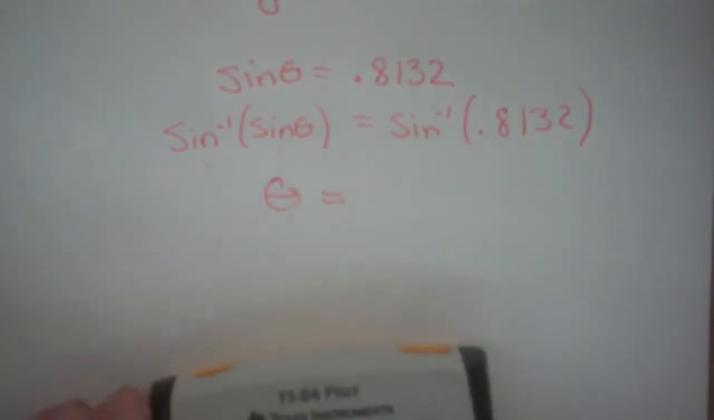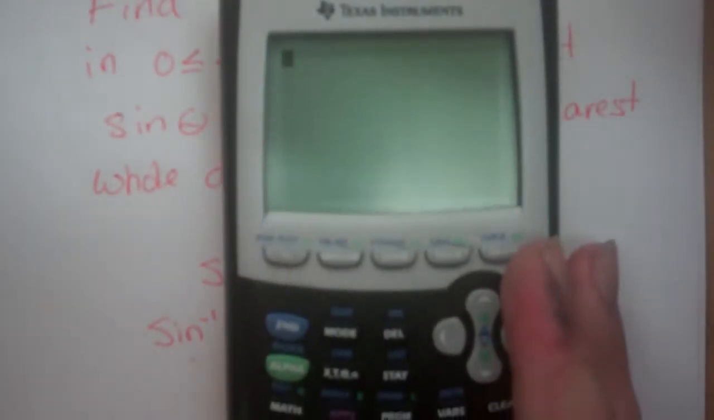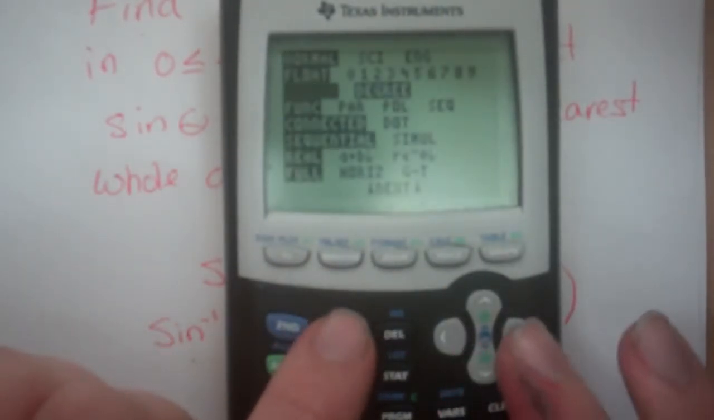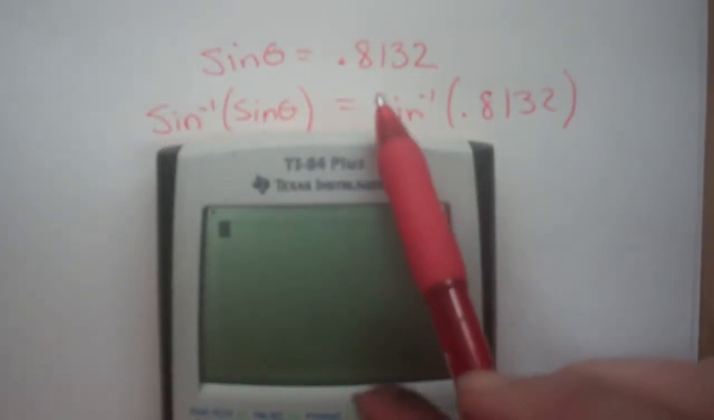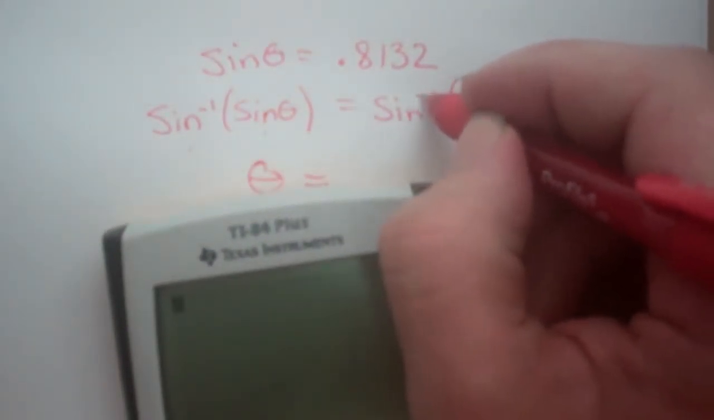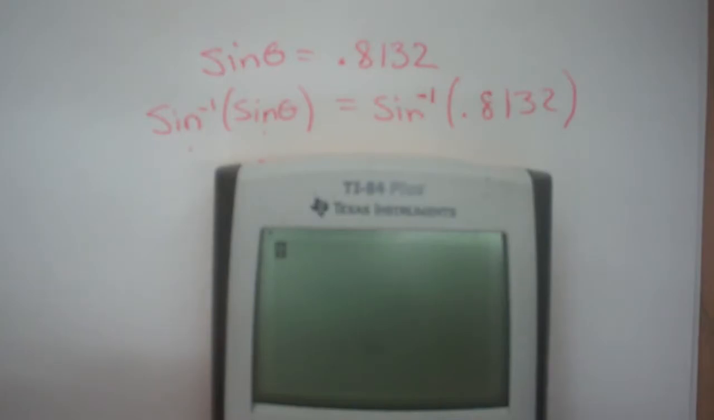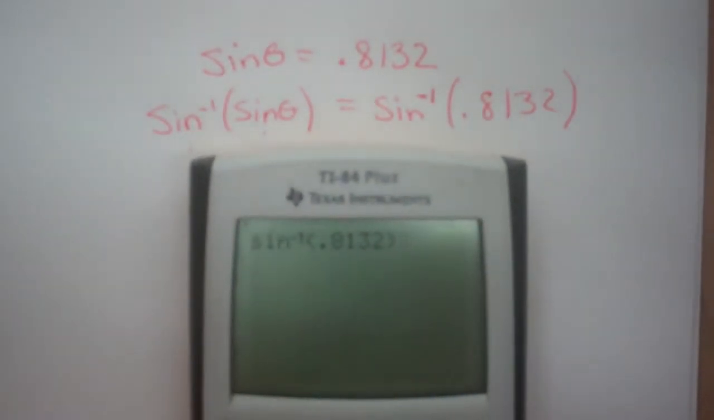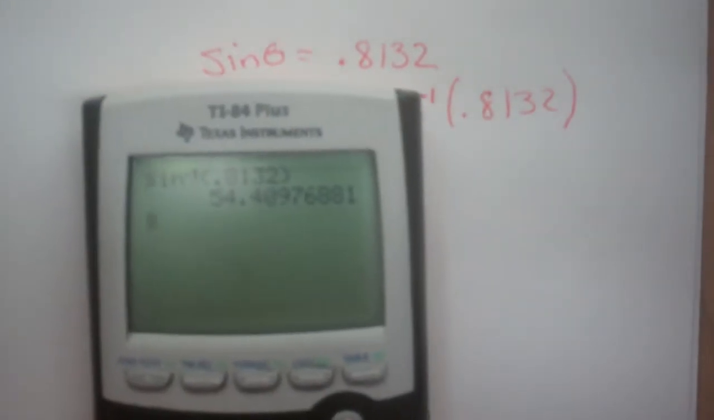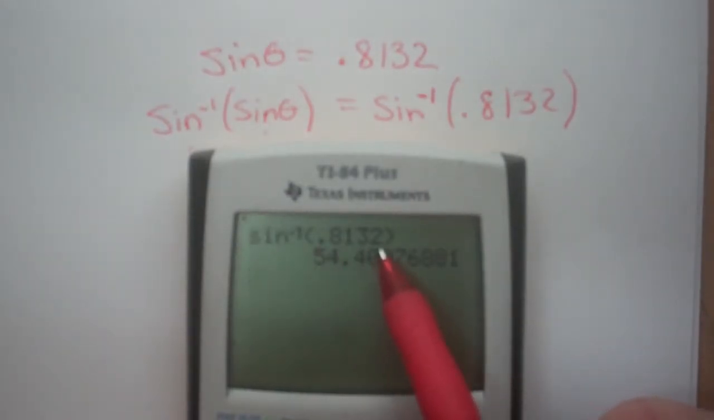here, I'm going to make sure the calculator is on degrees, since it's asking for the answers to the nearest whole degree. So I go to mode, and I make sure that it's on degrees. It is now. And what does the calculator tell us? The inverse sine, make sure that you can see this, is the inverse sine of 0.8132. So this is second, to get the inverse sine of 0.8132.